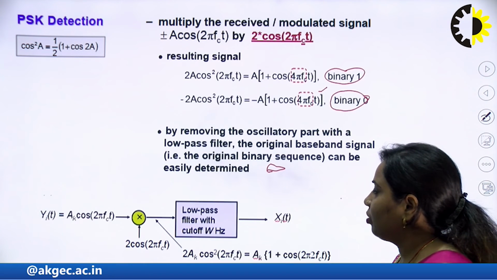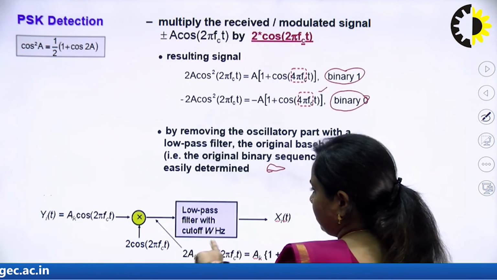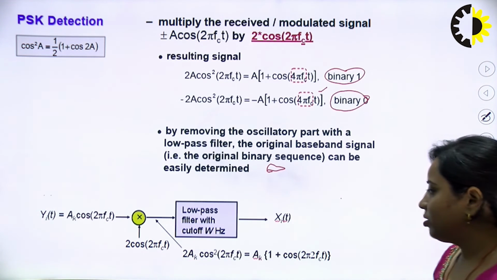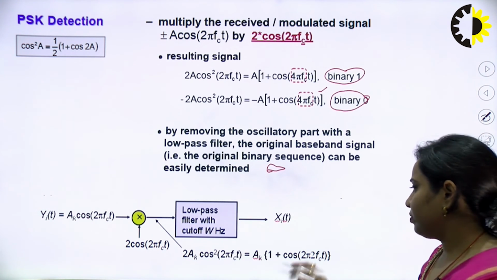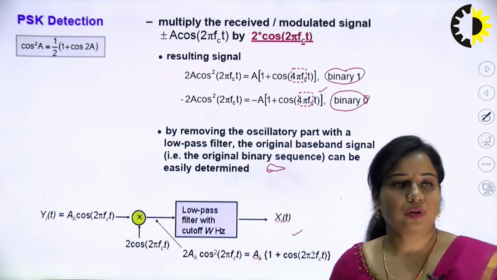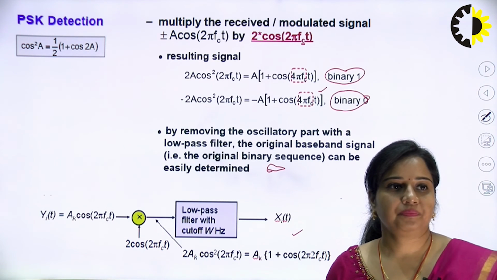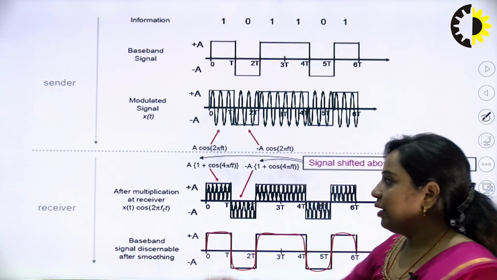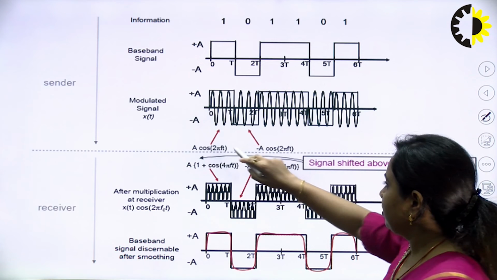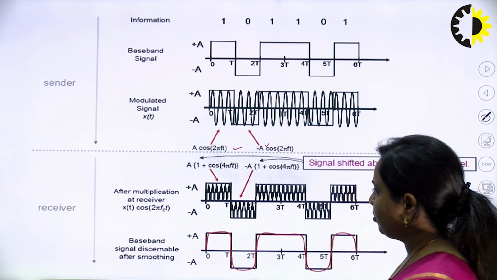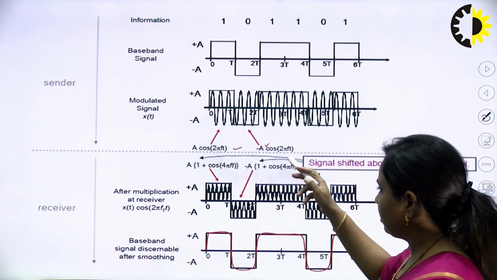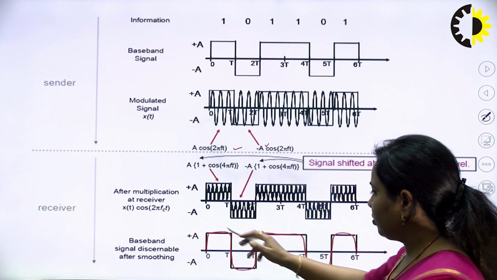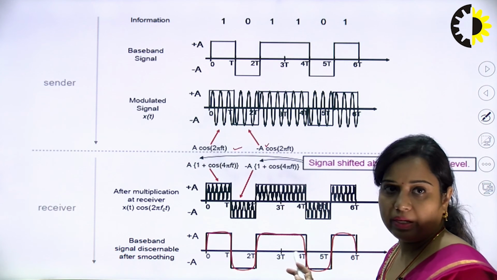So, this is how you are going to detect the PSK waveform, where the input signal is AK cos omega ct. This is multiplied by 2 cos 2 pi fct, and this will be the output of the PSK detector. Now, this is the sender part and this will be the receiver. You can see that two signals will be transmitted, and when this is the same signal that we have received, we have to reconstruct the original signal, which you can see is shown by this red color line.